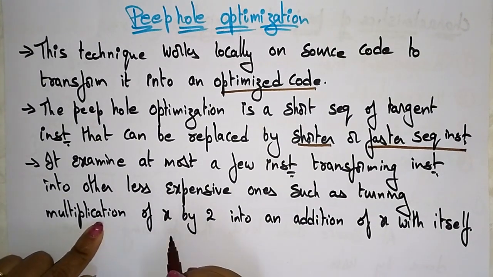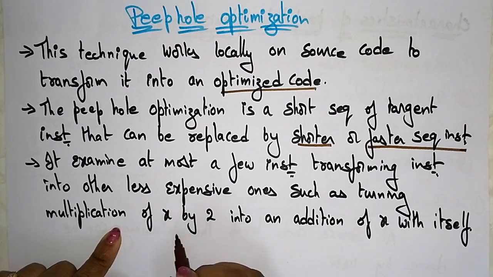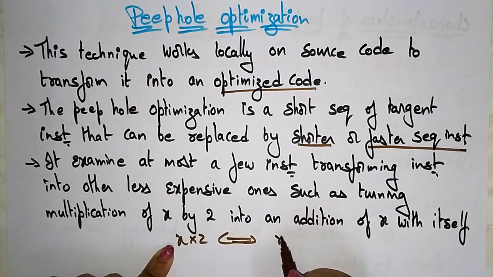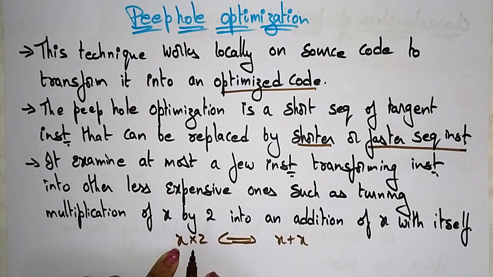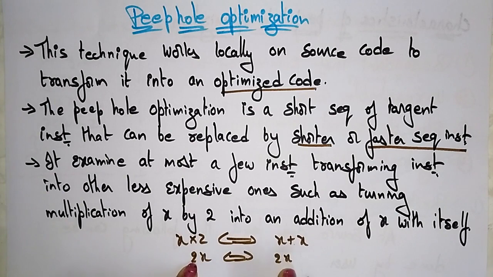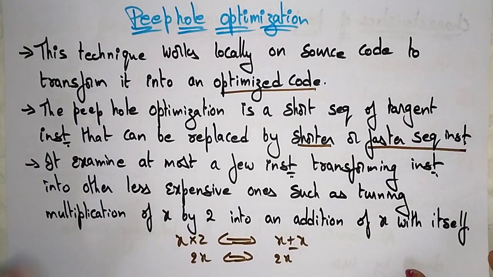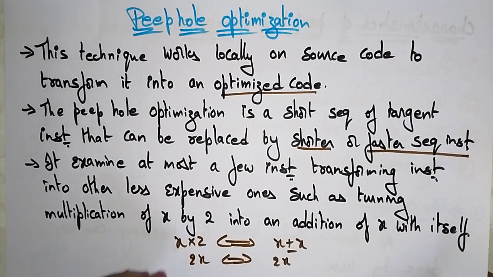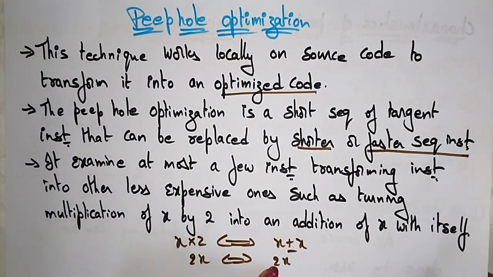If you take multiplication like x by 2, that is x into 2, that is 2x. Instead of writing 2x, we just write x plus x, because both are the same. 2x is equal to x plus x. Both are the same, so instead of writing the multiplication operator, it's better to write the addition, wherever it is necessary. So peephole optimization is going to transform these types of instructions into these instructions.